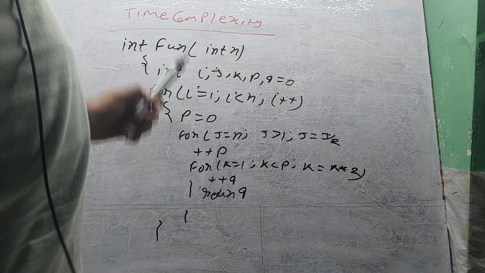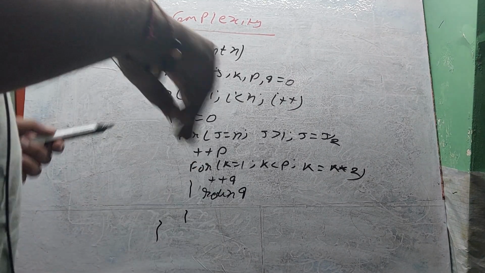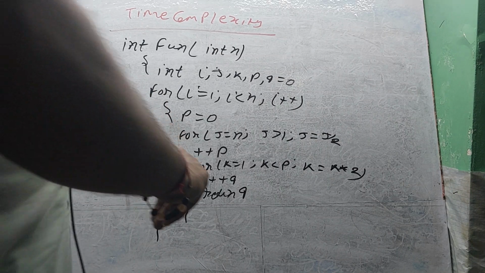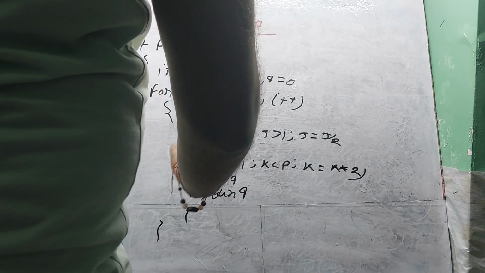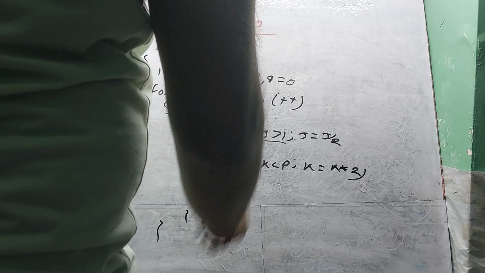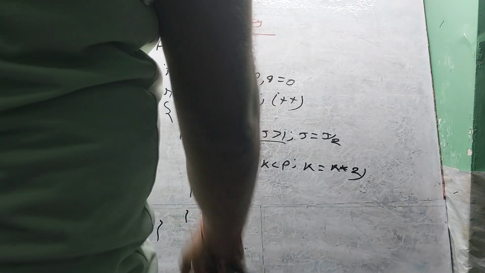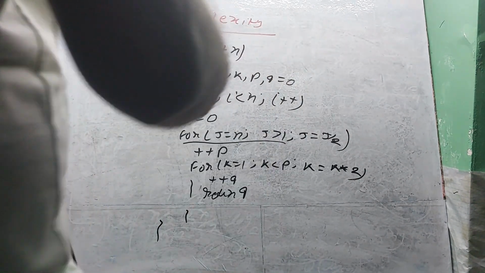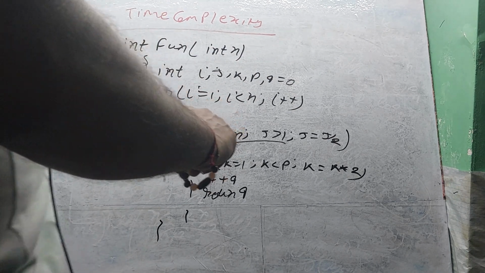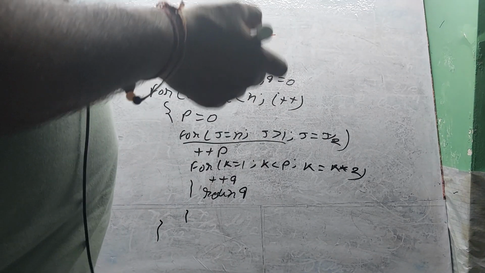Now let us try to solve this problem. This for loop is correlated to this for loop, because for each i value this for loop will execute from n till j becomes almost equal to 1.